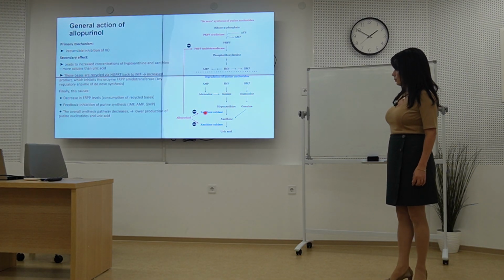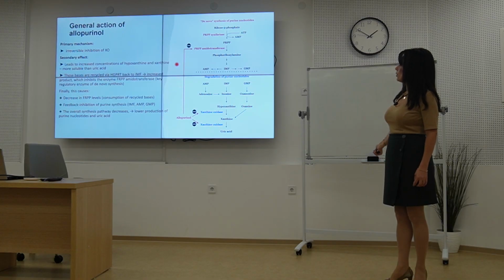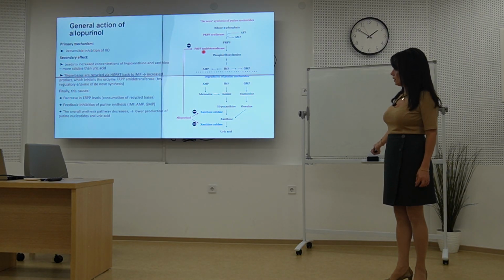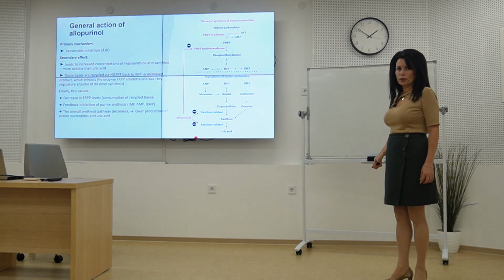This is the enzyme xanthine oxidase that is inhibited by allopurinol, as I said before, but there is one more action of allopurinol: to inhibit the main regulatory enzyme in the purine de novo synthesis, which is called PRPP amidotransferase. Students, look at this dashed line. Up here, all this is called de novo synthesis of purine nucleotides from ribose 5-phosphate to the end products AMP and GMP. After that, the process of degradation of purine nucleotides starts. In the end, uric acid is produced.